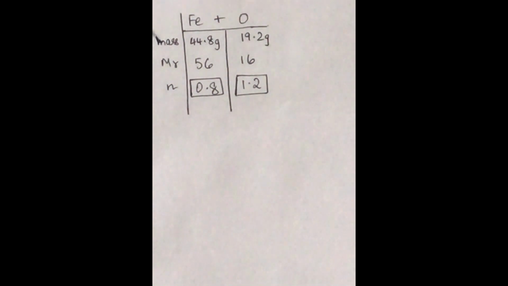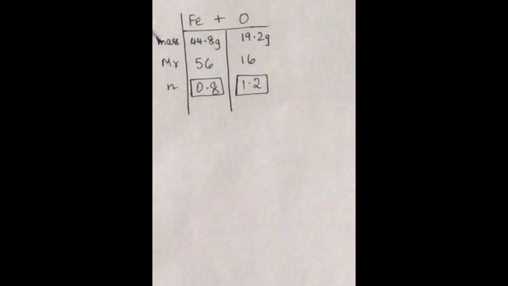Iron plus oxygen, that's the reaction. We have been given the mass of iron, which is 44.8 grams, which is reacted with 19.2 grams of oxygen. MR, we know from the periodic table, 56 for Fe and 16 for oxygen. We calculate the number of moles by dividing mass upon MR. Now, we need to make it the simplest whole number ratio. That's the definition of an empirical formula. So this is more like a trial and error method.